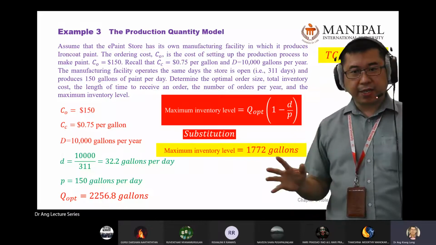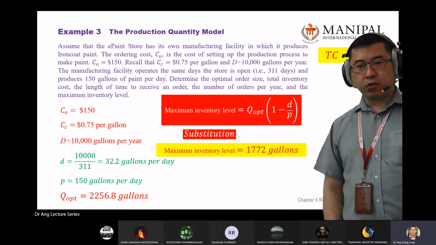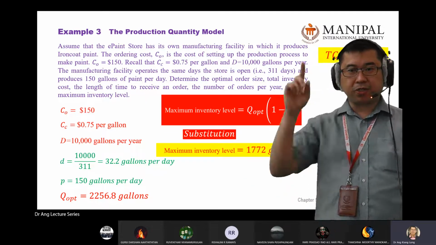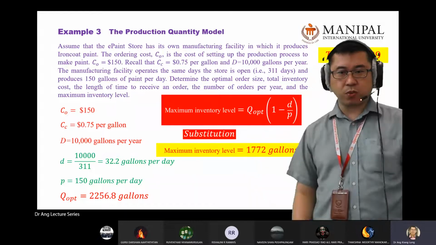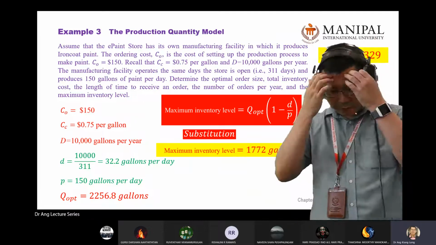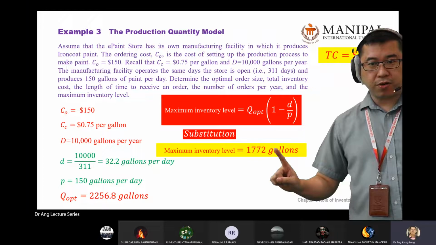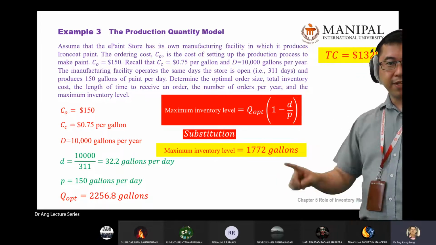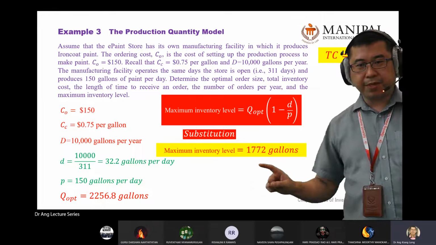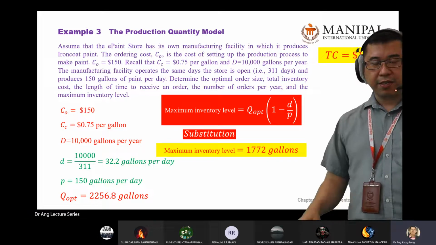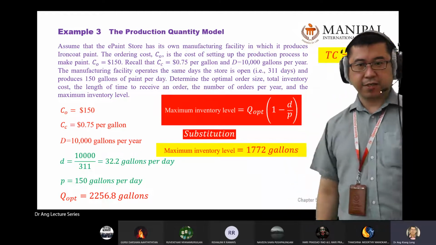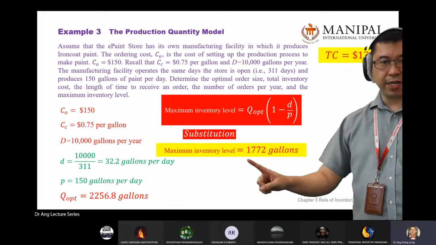That means your maximum inventory level in your factory, if you are working in this paint factory, every time you go to your inventory and check how many gallons are inside the storeroom, the maximum number you hit on the chart will reach 1772 gallons. If one drum can store 1 gallon, every time you go and count in the store, you have 1772 maximum in the storeroom. This is the maximum number you can produce and store in your factory, given all these settings. Okay, this is the maximum inventory level.